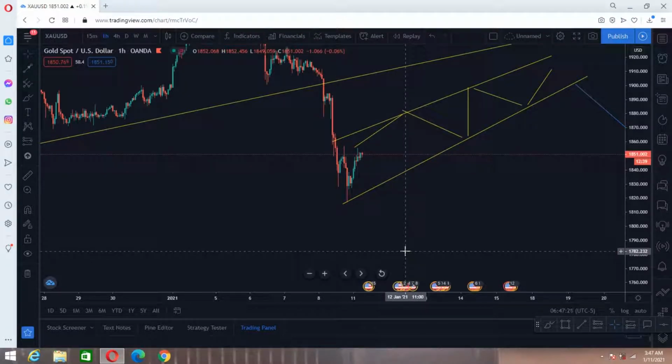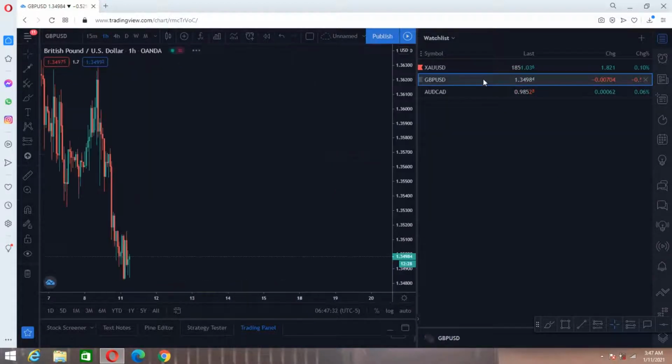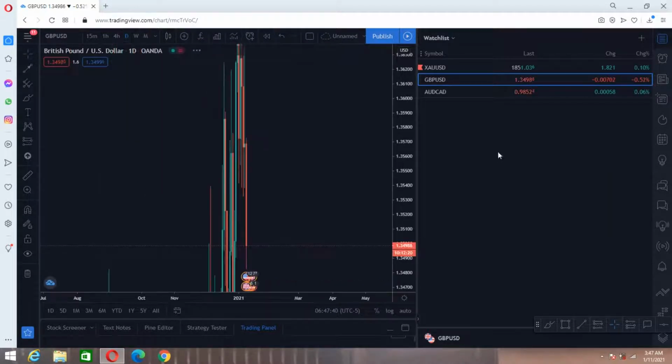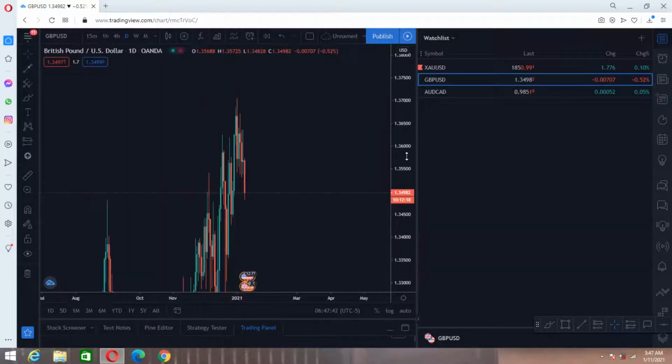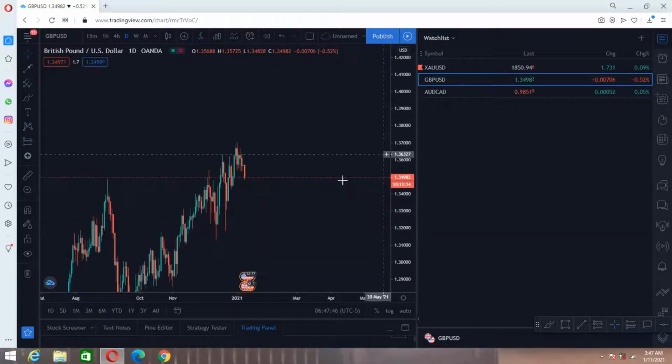So the other pair, we're going to check our last pair for today. The pair that we're going to check is GBP USD. As you can see, this is the 1 hour time frame. Just want to go to a bigger time frame before we get to the smaller time frame.